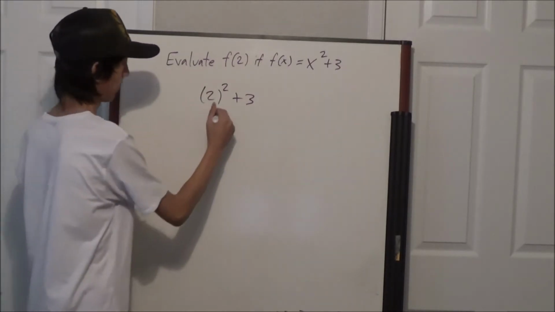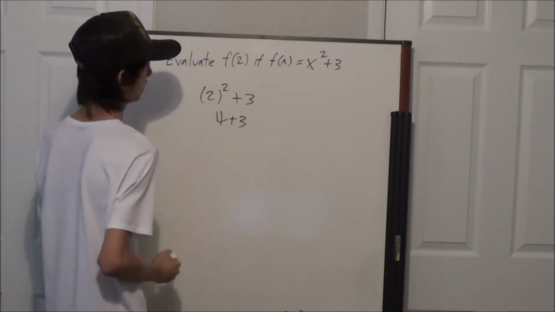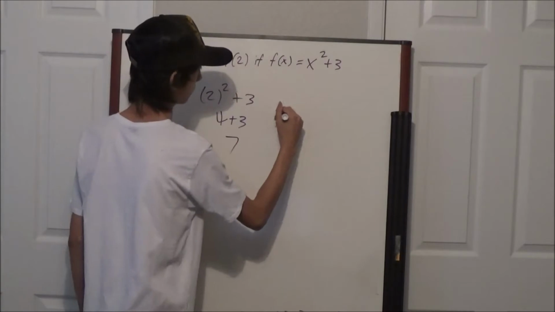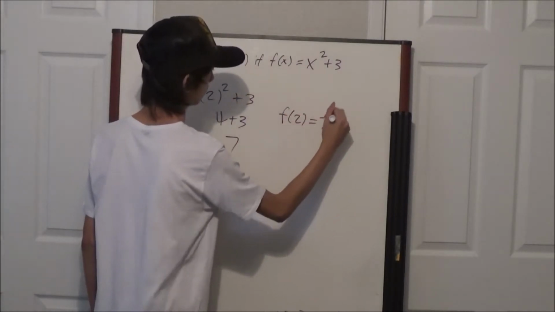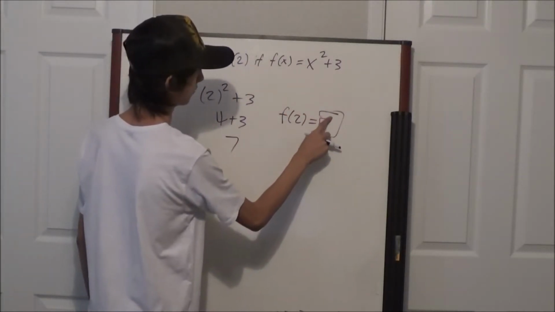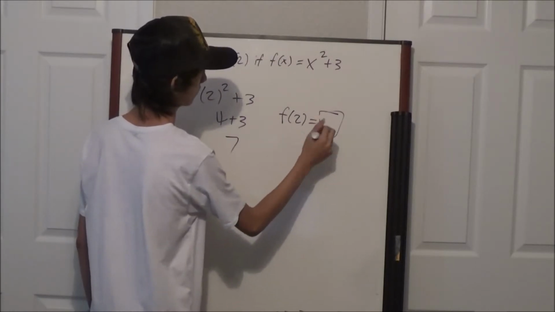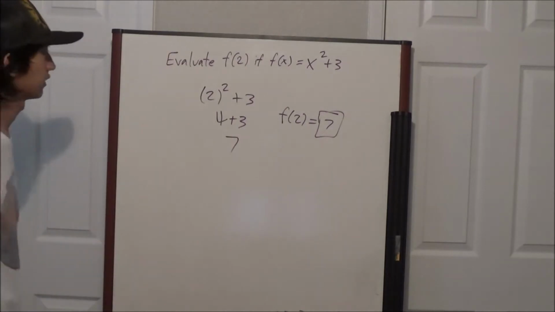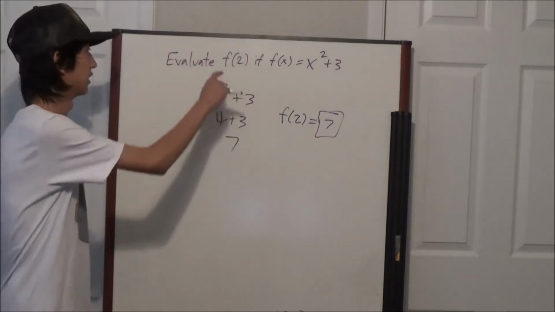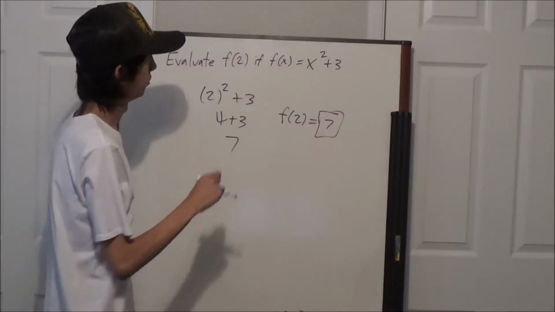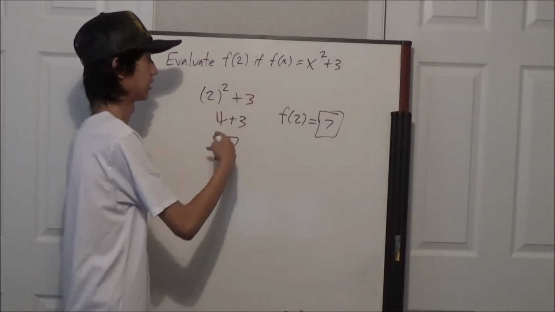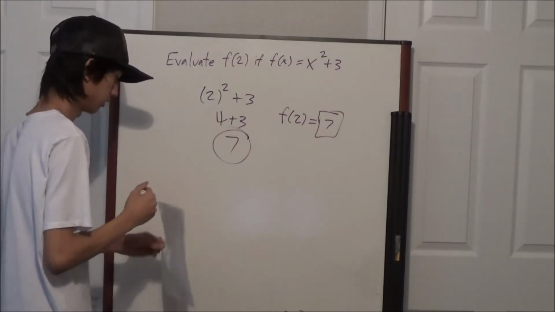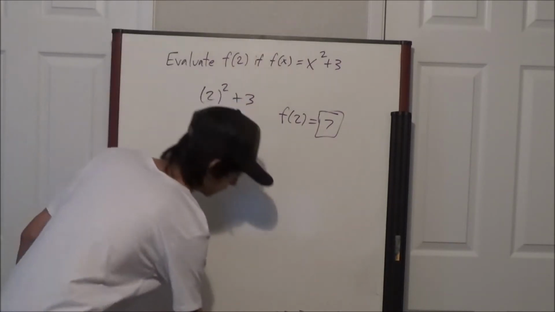2 squared is 4, plus 3 is what? 7. So f of 2 is equal to 7. That's all I asked. So when it's f of a number, you plug in that number to x and you just solve what it equals. That's all you have to do. Okay?